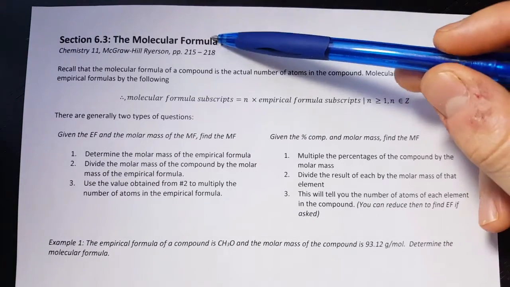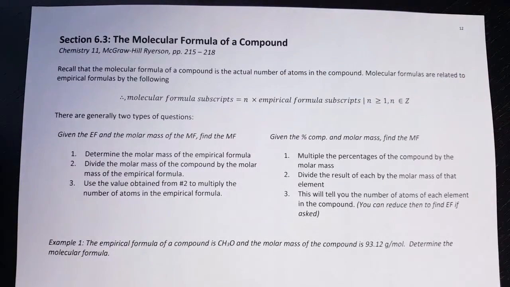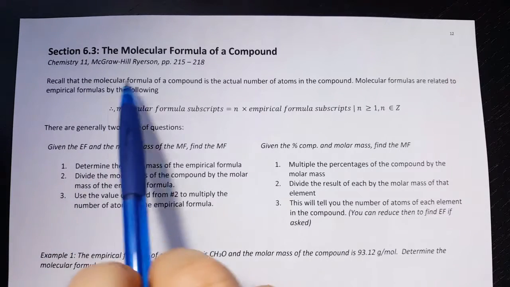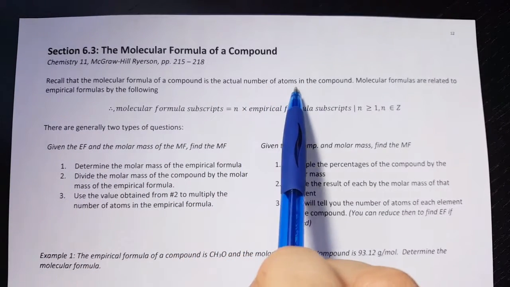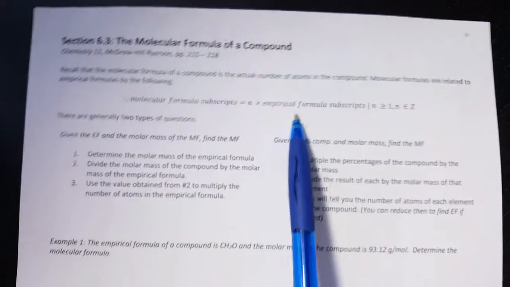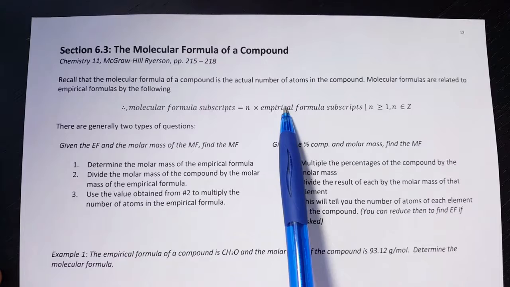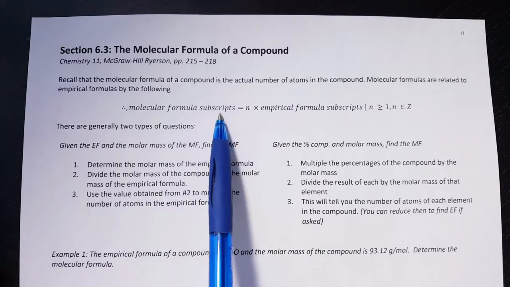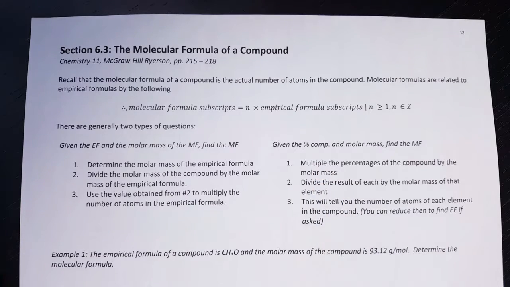In this lesson, we're looking at the molecular formula of a compound. We've previously studied the empirical formula. Remember that the empirical formula is the lowest ratio of atoms within a compound, and now the molecular formula is the actual number of atoms in the compound. So you can take the empirical formula, which is the lowest ratio, and multiply it by some factor to get to the actual number of atoms within the compound.